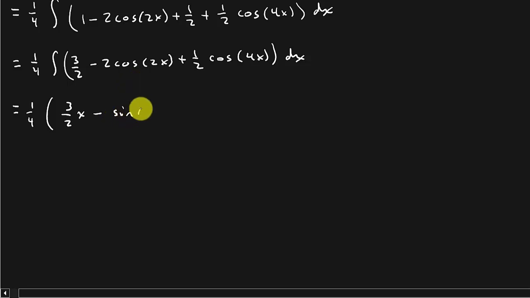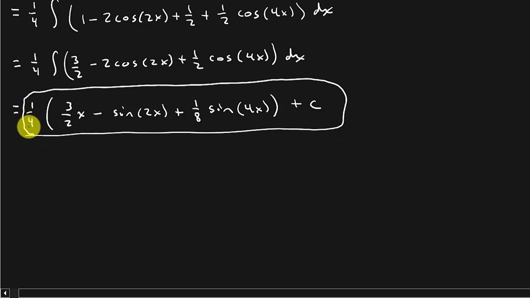Sine. All right. And then I've got plus, what's the reciprocal of 4? 1/4. So 1/4 times 1/2 is 1/8, and the antiderivative of cosine is sine. And then don't forget your plus c. And so this is your answer.